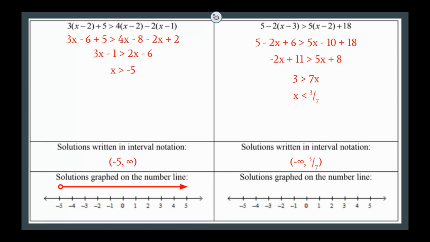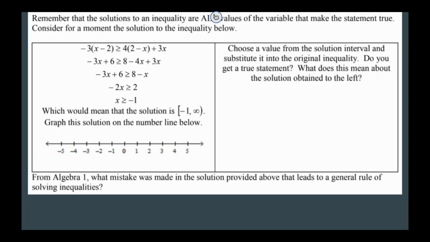Next, solve those inequalities. We write our solutions in interval notation, and then we graph them on the number lines. Remember that solutions to the inequalities are all of the values of the variable that make the statement true. So how many solutions are there? An infinite amount. You can put all kinds of numbers in there to make that true.